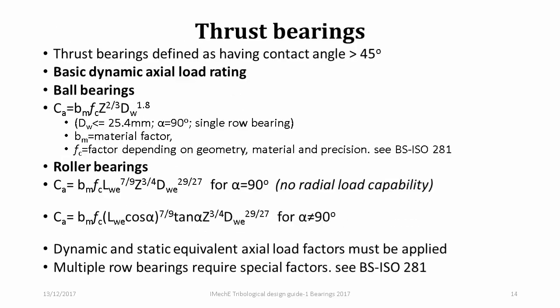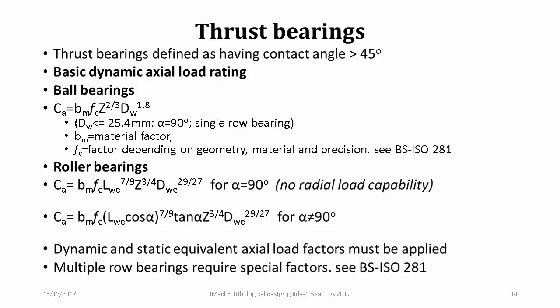Thrust bearings we define, and this is a bit arbitrary, as having a contact angle greater than 45 degrees. In this case, of course, we have a basic dynamic axial load rating, and for ball bearings, it's the equation we can see here, where again we have a material factor, a geometry, material and precision factor, and factors for the number of rolling elements and the rolling element diameter, which is exactly the same as in the radial case. However, this equation is only really correct if the ball diameter is less than 25.4 millimeters, or in old speak 1 inch. For roller bearings, similar sort of thing, but we have to have two equations here.